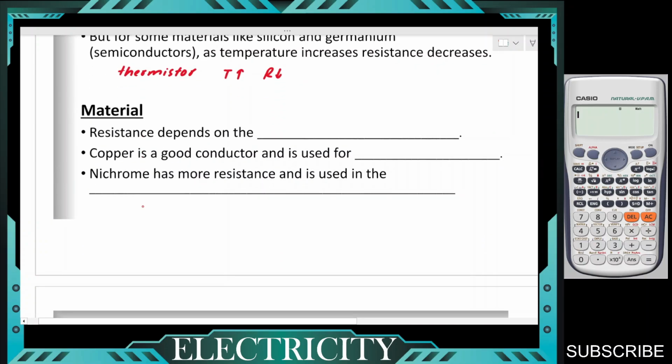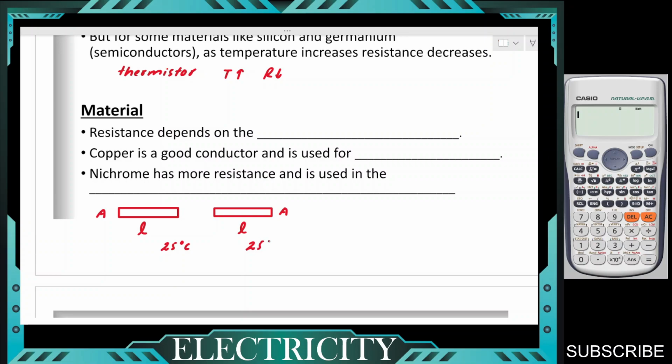Now, last but not the least, if you have two conductors, let's say here you have one conductor, and here you have the second one, and let's assume that these conductors have the same dimension. Okay, they have the same cross-section area, they have the same length, and they are exposed to the same temperature. For example, 25 room temperature for both of them.